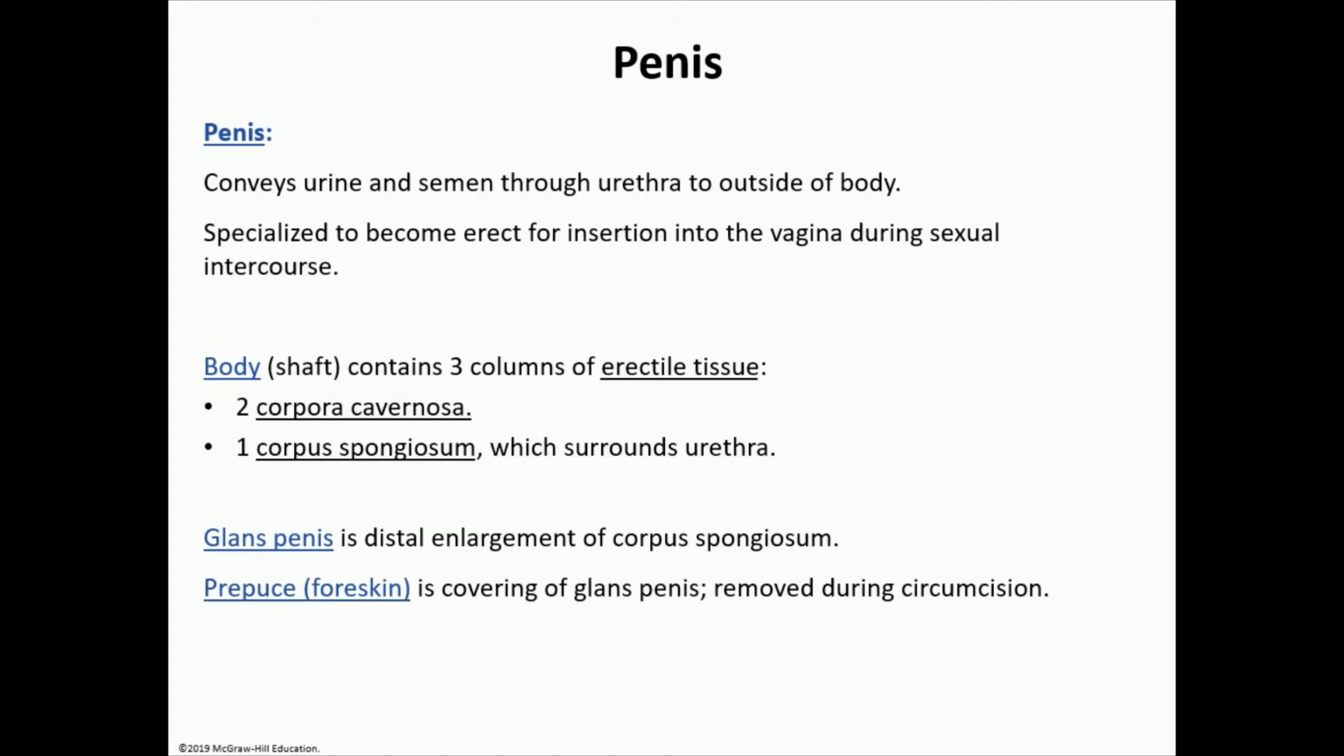Now for the penis, that's where the urethra is found, and again, it is an organ that is shared by the urinary and the reproductive system. The body has the erectile tissue, so we have 2 corpora cavernosa and 1 corpus spongiosum. The corpus spongiosum is the one that surrounds the urethra, and we'll take a look at it in the next picture. Then there's a glans penis, which is the distal enlargement at the tip of the penis of the corpus spongiosum. And there's the foreskin, or the prepuce, which covers the glans penis and is removed during circumcision in some individuals.